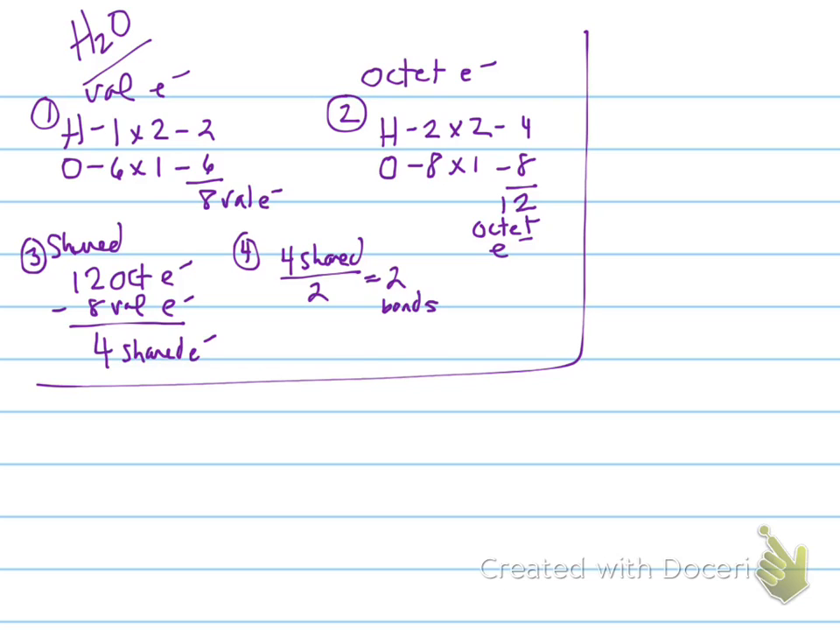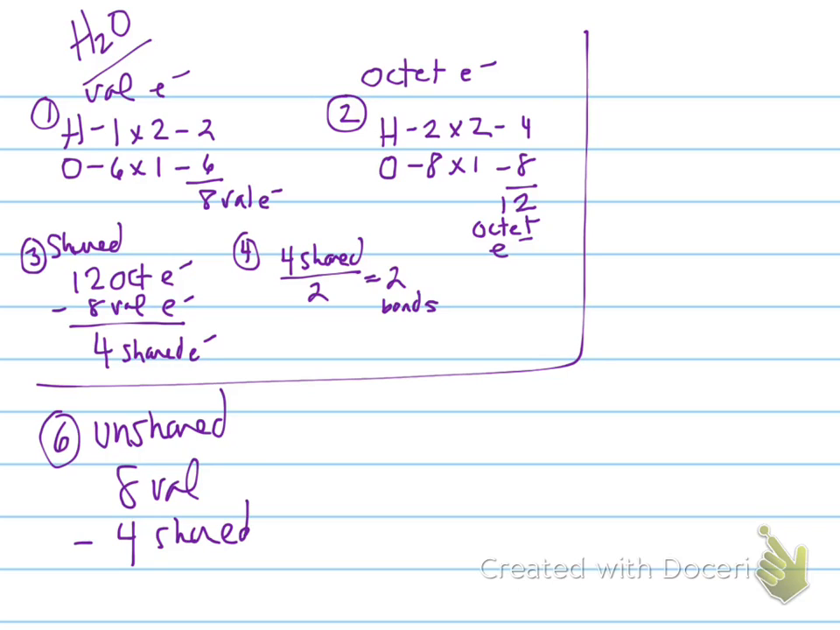So they've got 2 bonds. How many unshared electrons are there? We started off with 8 valence electrons. So we'll do this down here as step 6. Unshared or lone pairs. We started off with 8 valence. We're sharing 4. So we have 4 unshared.